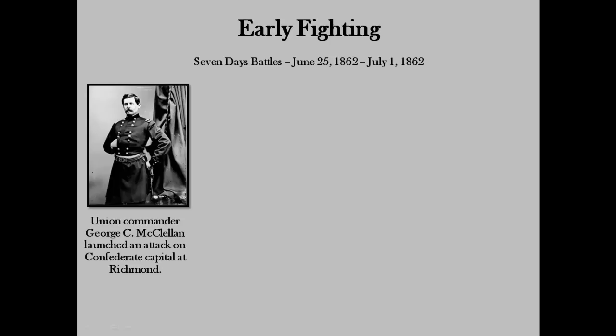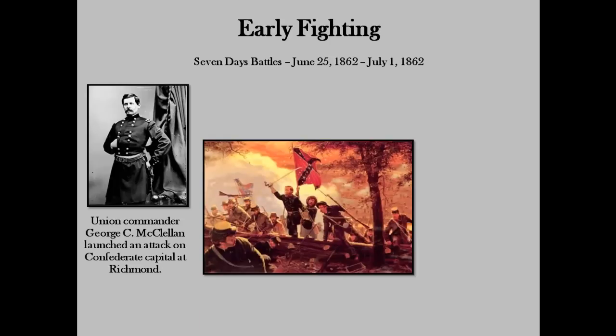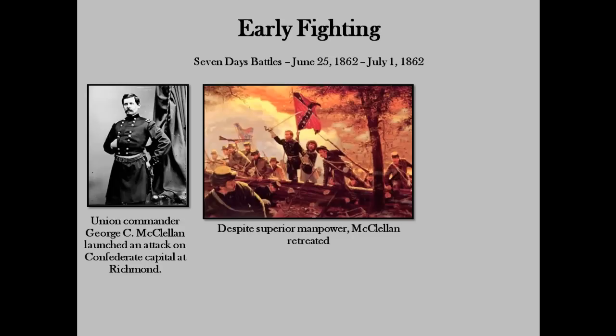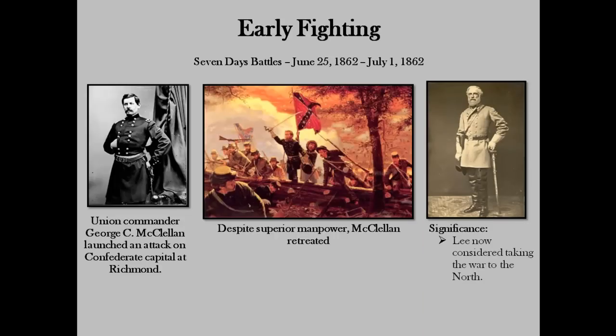Robert E. Lee was McClellan's opponent during the 7 Days battles, which were 6 battles that took place around Richmond. Lee took over command of the Army of Northern Virginia earlier that month in 1862. Ultimately, McClellan was defeated as he refused to fully engage and would be relieved of his command by Lincoln for the first, but not the last time in his military career. With a string of victories under his belt, Lee now considered taking the war out of the South and into the North, which he would do in September 1862.